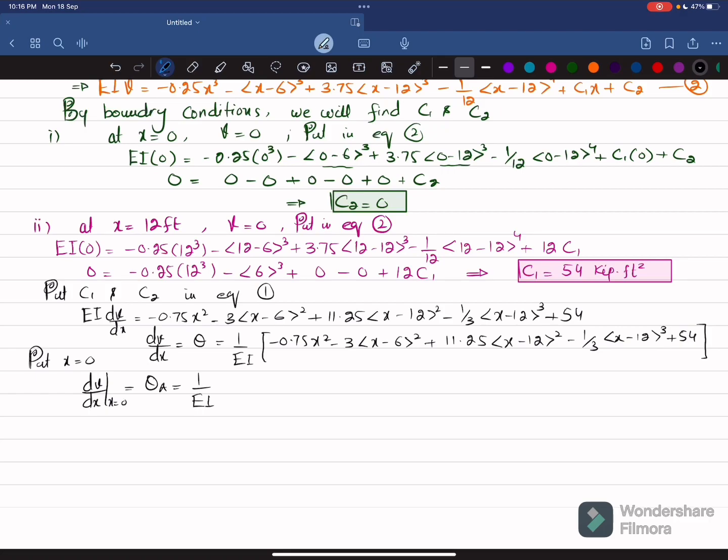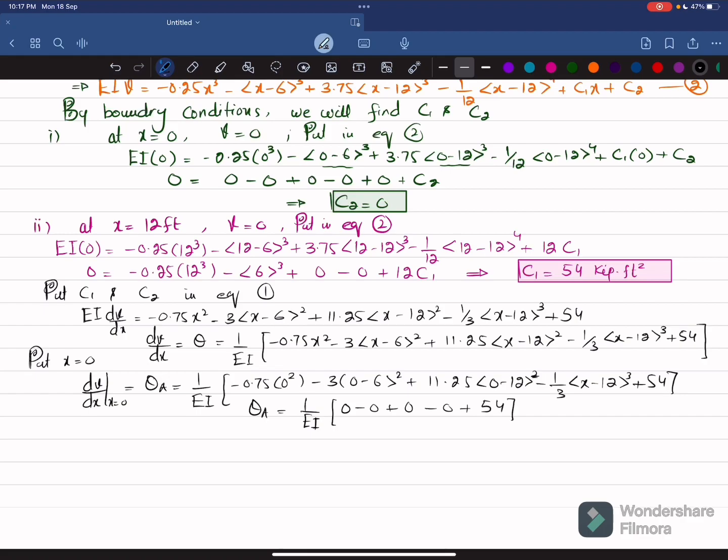1 over EI into minus 0.75 times (0 square minus 3 into 0 minus 6) whole square plus 11.25 into (0 minus 12) whole square minus 1 over 3 into (x minus 12) whole cube plus 54. So we will get theta A is equal to 1 over EI, and this term will be 0, this will be 0, plus 0, minus 0, plus 54. So we will be left with theta A is equal to 54 over EI, and the unit will be kips into feet square.